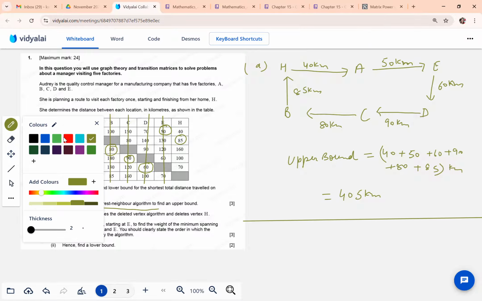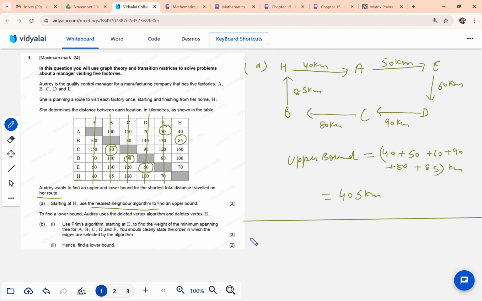Now I will move on to part B. To find a lower bound, Audrey uses the deleted vertex algorithm and deletes vertex H. In case of deleted vertex algorithm, we delete one of the vertices. Here they have already stated that we need to delete H, so we will just delete H. I will cross the row and column of H because we are not taking this.